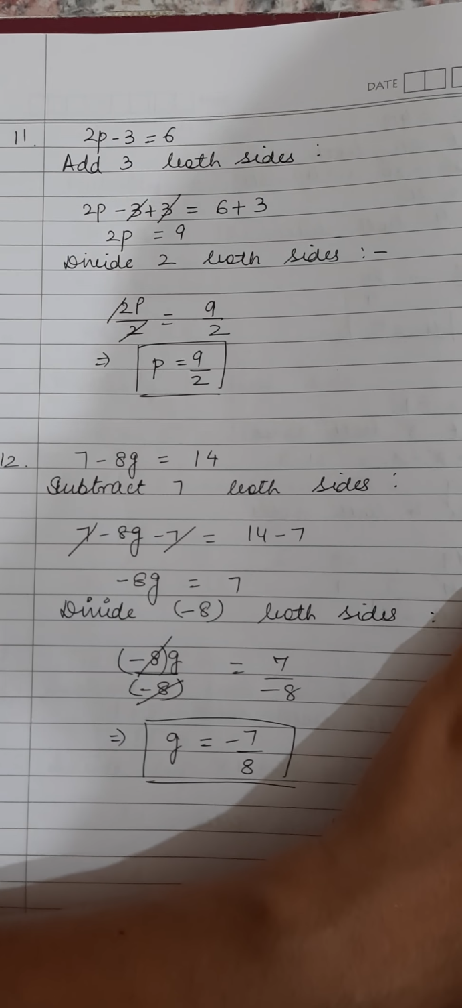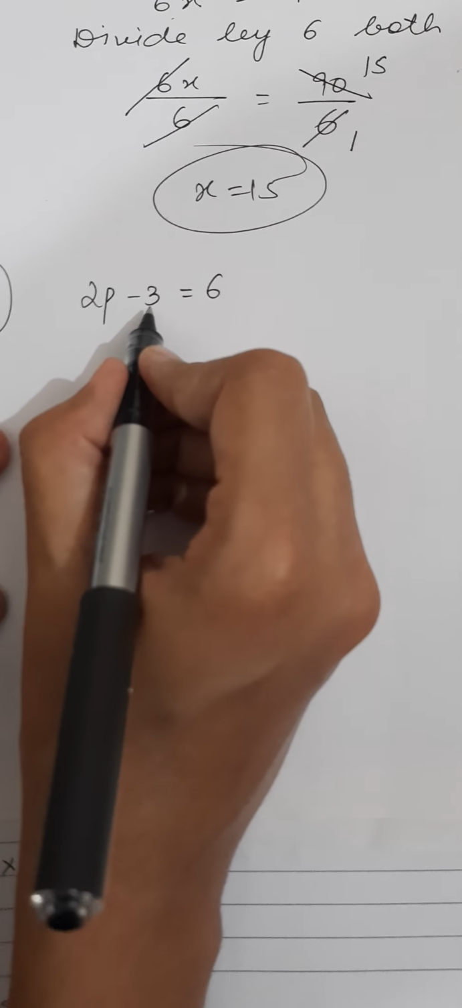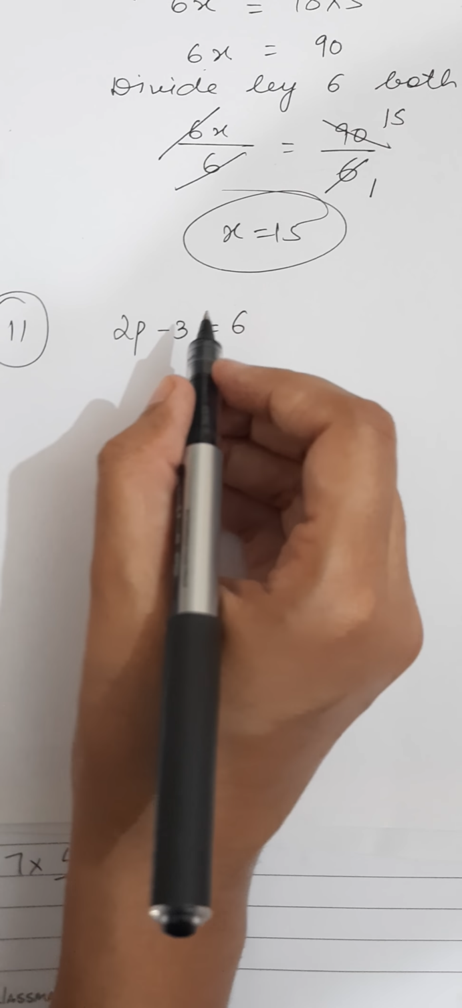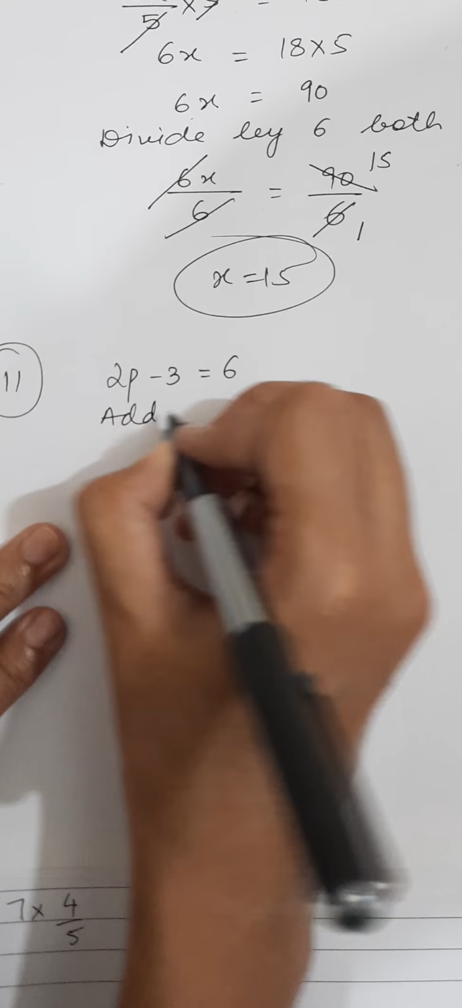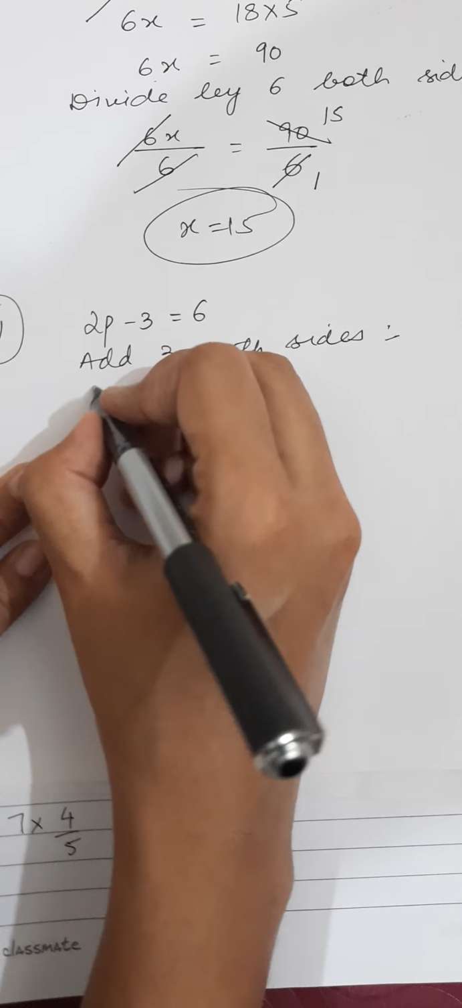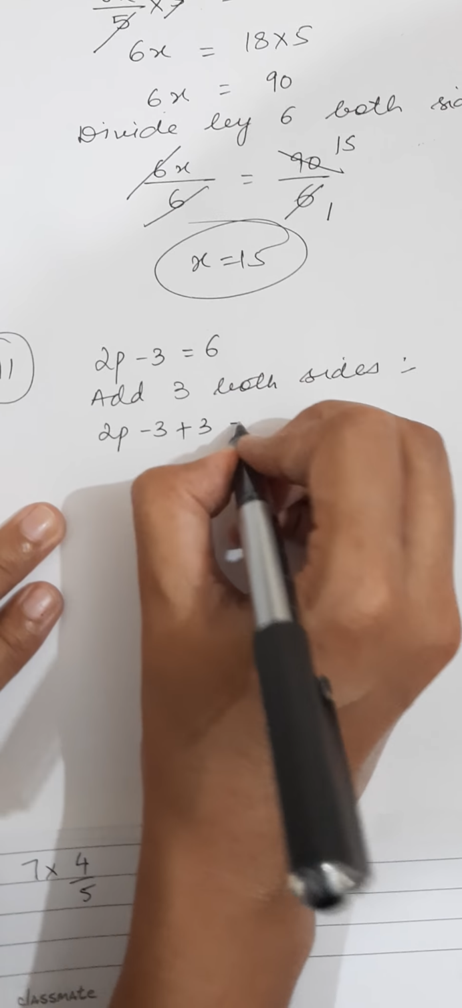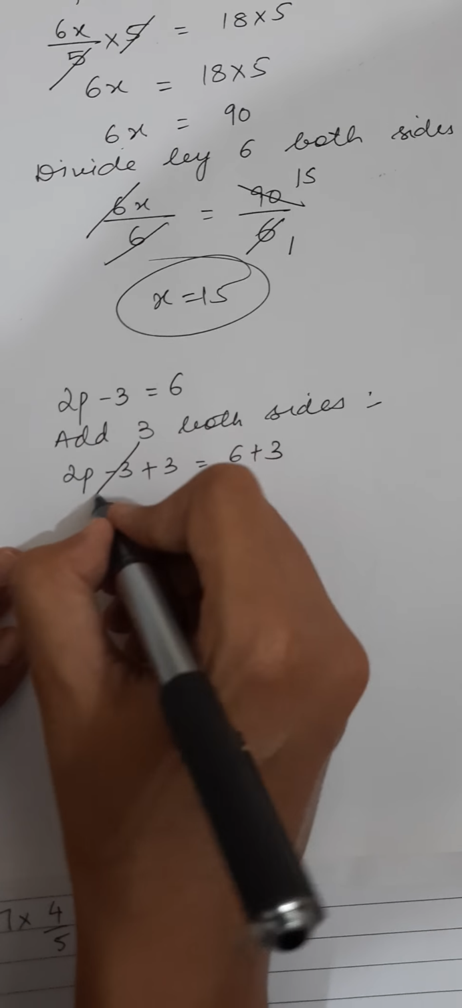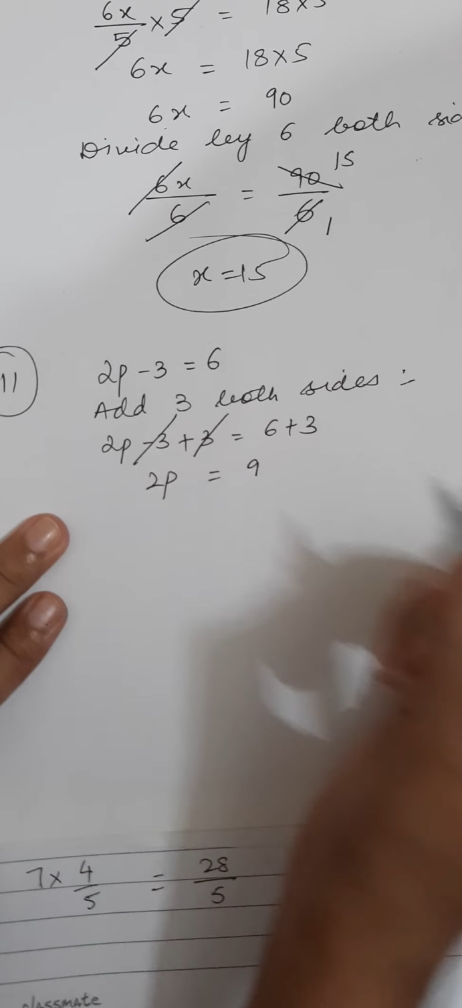Now in 11th, again the same concept is there, but I have to make you understand, so I am explaining you. If minus 3 is there, so to cancel this minus 3, I am going to add 3 both sides. So I am going to write add 3 both sides. So this will become 2p minus 3 plus 3 is equal to 6 plus 3. 3 cancelled. 2p is equal to 9.